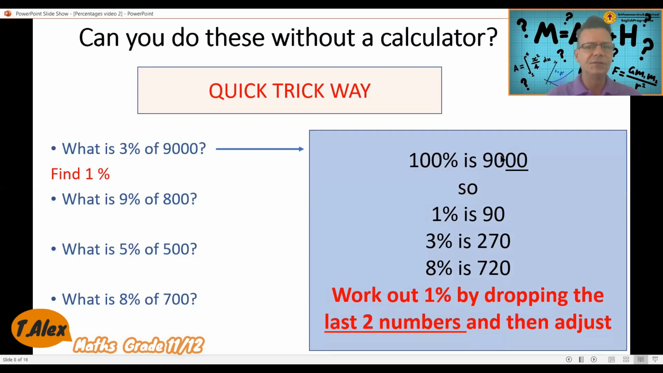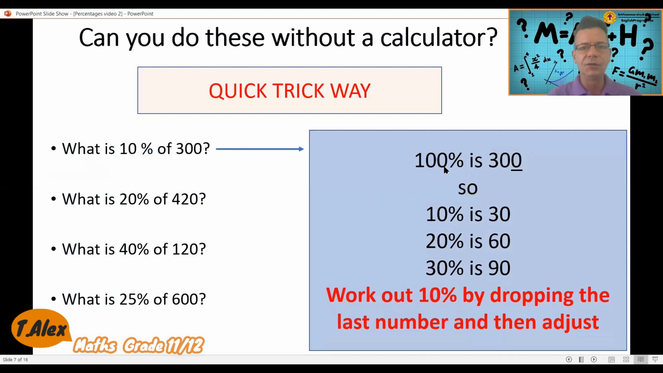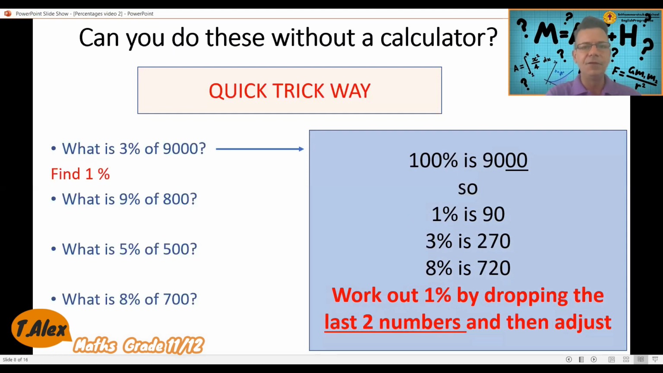This method is just for easy numbers. In the next lesson, we will do more difficult examples. But it's very useful. You look at a price of something, chop off the last number if you want to do 10%, and then adjust up or down. If you want to go a bit smaller, chop off 2 numbers to get your 1%, and then we can adjust.